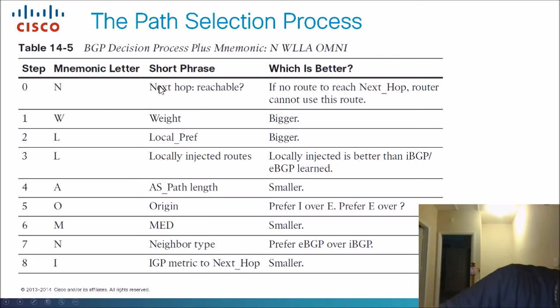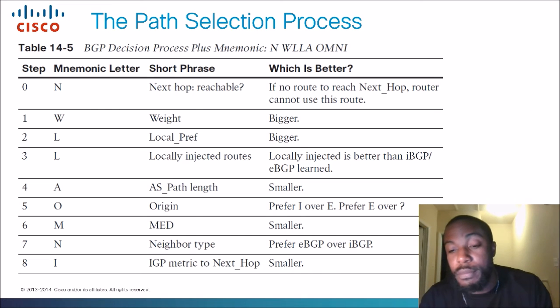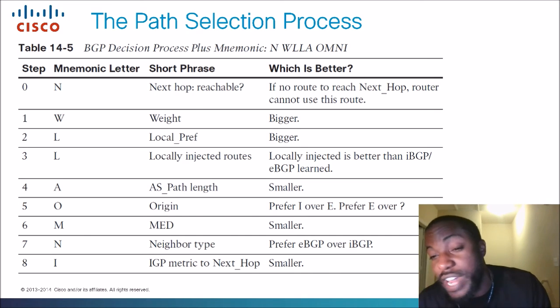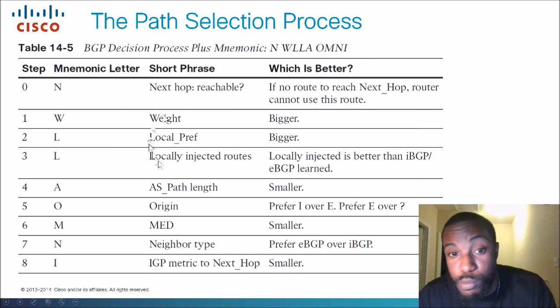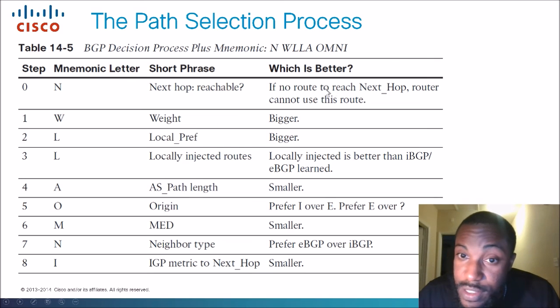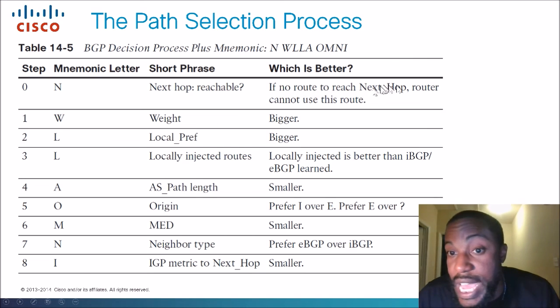First, we ask, is the next hop reachable? So next hop, right? When we do show ip bgp and you see a next hop on that output, we need to find out if it's reachable. If it is, then we just move on to the next step. If there's no route to reach that next hop attribute, the router cannot use this route.